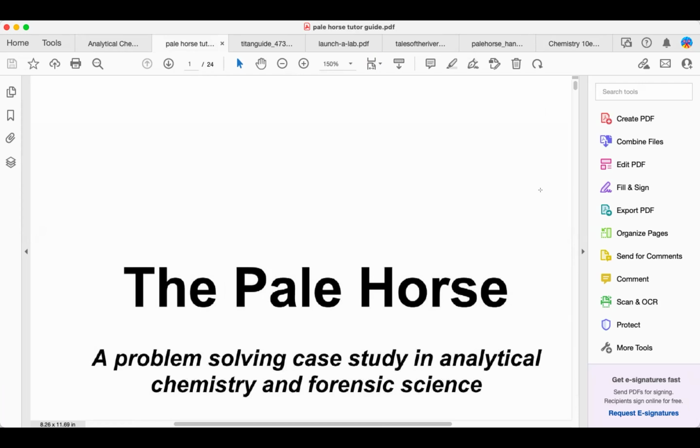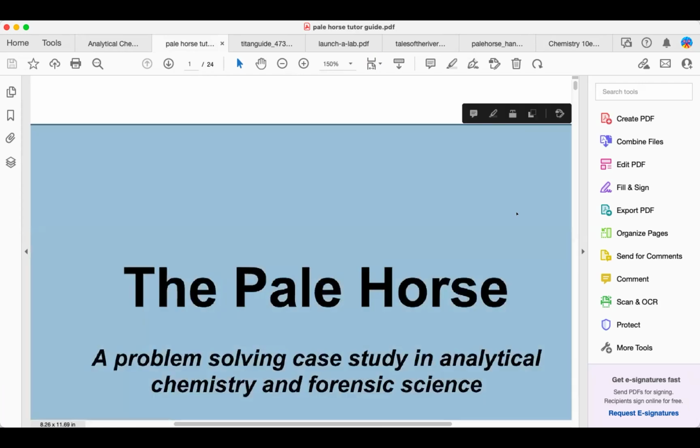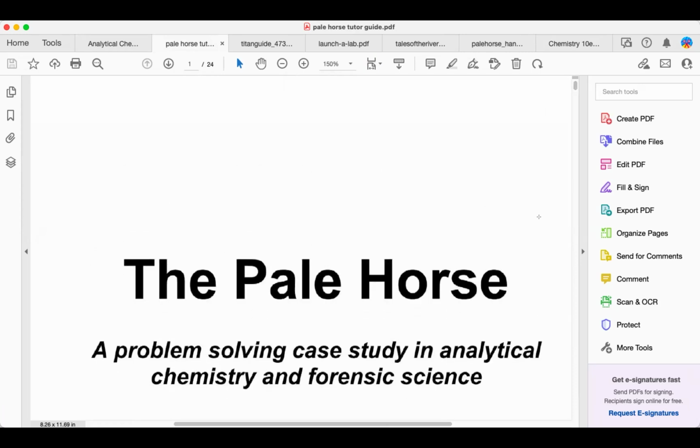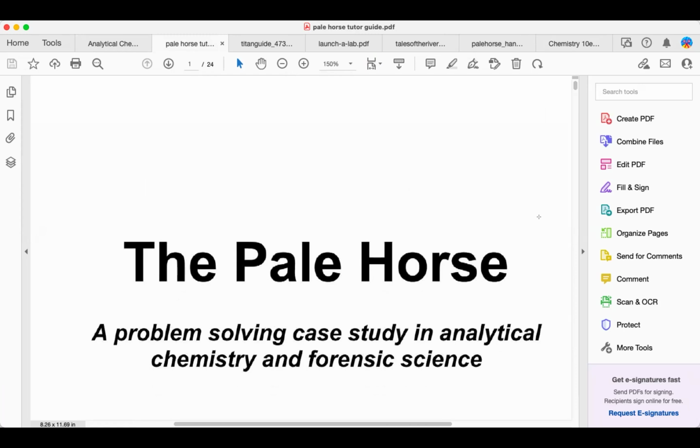So the first will be room number 1. I hope you still remember your groups, I forgot to screenshot. So the first one is called The Pale Horse. I don't know why it is called the pale horse. A problem-solving case study in analytical chemistry and forensic science.